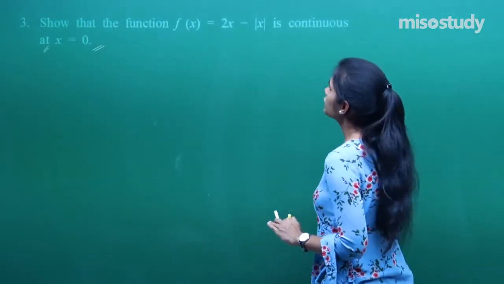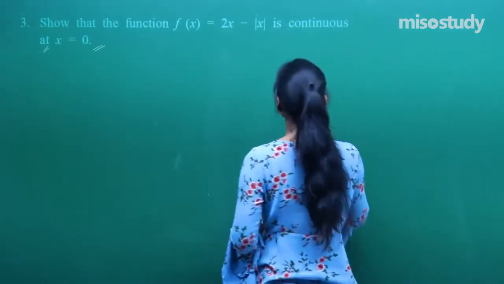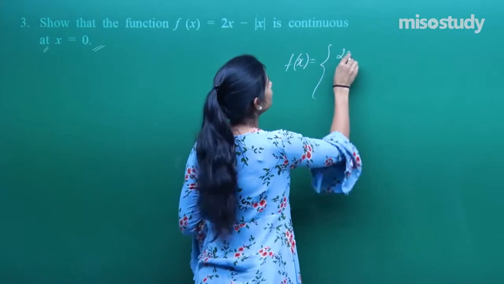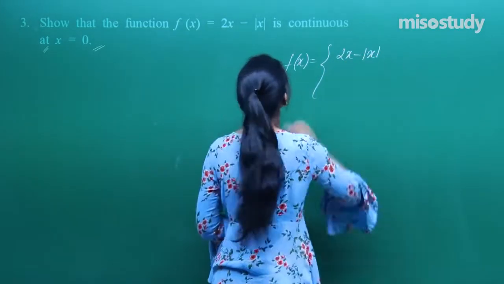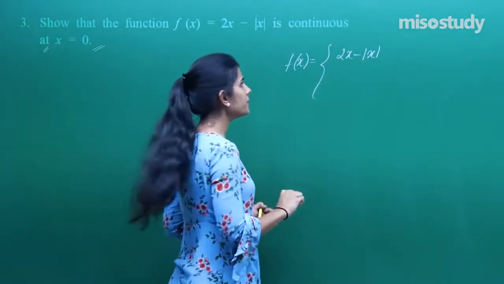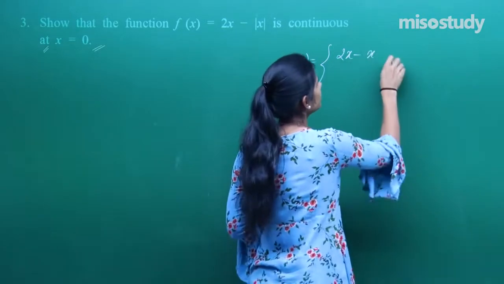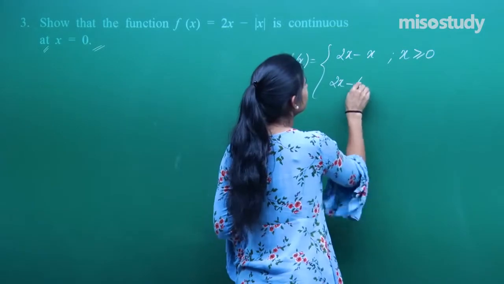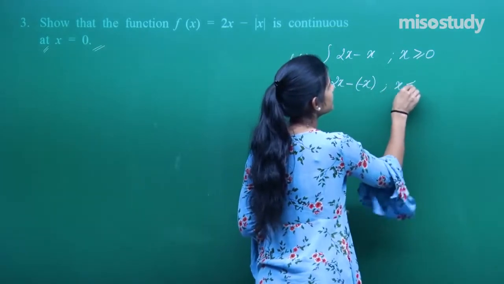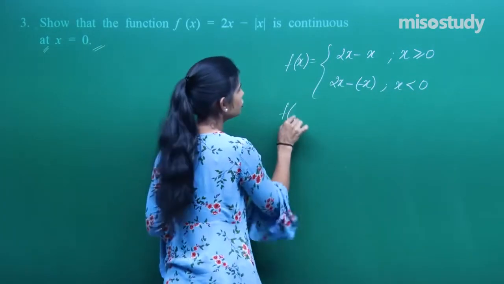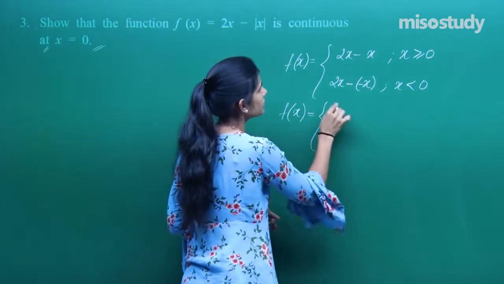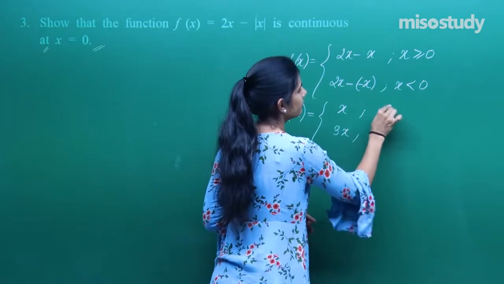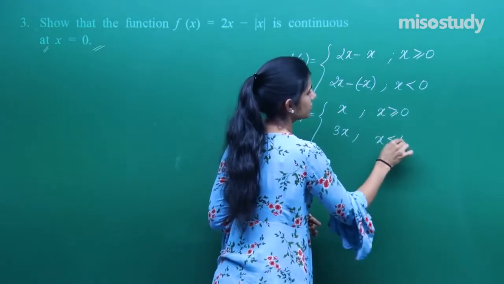Question number 3 says, show that this function is continuous at x equals 0. The function is f of x equals 2x minus mod x. You all know that mod x is equal to x if x is greater than or equal to 0, and mod x is equal to minus x if x is less than 0, and therefore my function is a branch function which has boiled down to x and 3x. Here x is greater than or equal to 0, here x is less than 0.